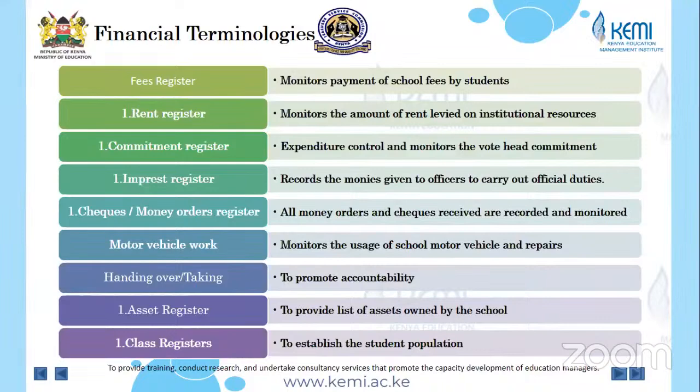This is your daily allowance. This is a transport. This one was for maybe any emergency. And therefore you have the holder, or actually the person who was paid, will sign. So that is what we are calling the imprest register.